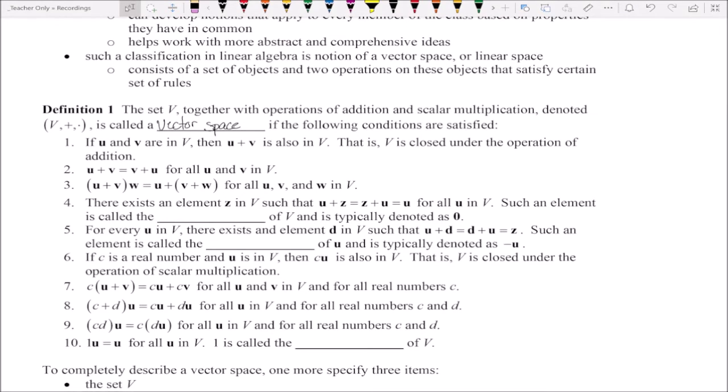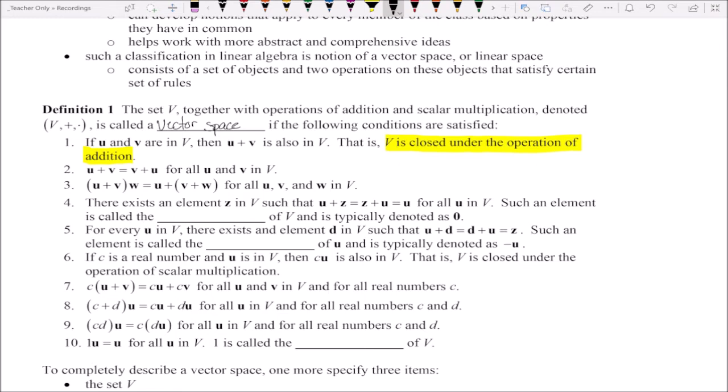If u and v are in V, then u + v is also in V. That is, V is closed under the operation of addition. So if you have two vectors in your vector space, their sum must also be in the vector space. This is what it means to be closed. u + v equals v + u for all u and v in V. All right. So addition is commutative.